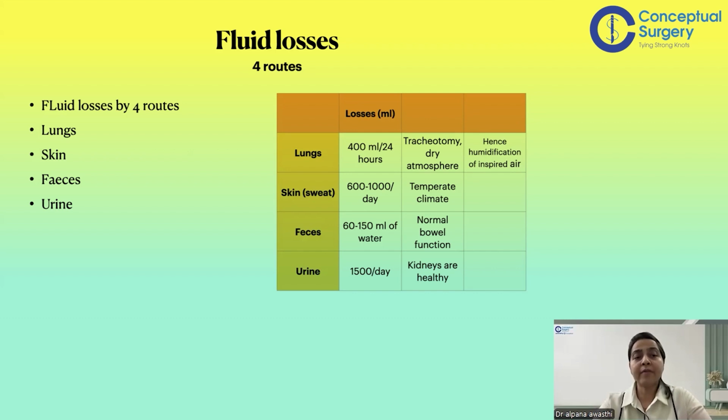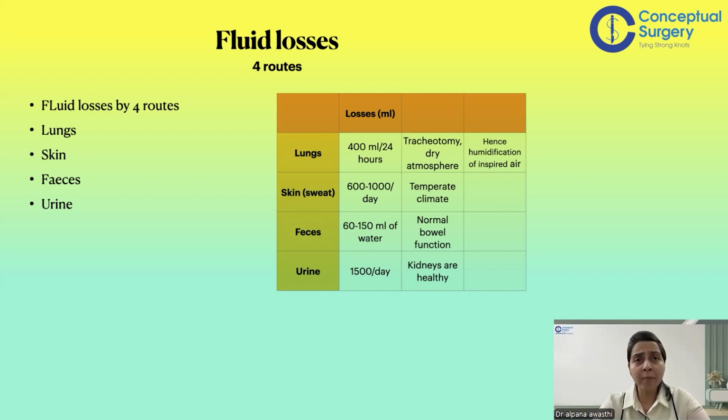Fluid loss occurs by four routes: lungs, skin, feces, and urine. From the lungs, it can be around 400 ml per 24 hours. That is why in some surgical patients who are on a ventilator or tracheostomy, you have to humidify, because there is a loss of fluid through the tracheostomy, through the lungs. Your skin, your sweat, is around 600 to 1000 ml per day in a normal temperate climate. Your motions have 60 to 150 ml of water, in a normal bowel motion, when the patient is not obstructed and is not in any kind of perforation or anything.